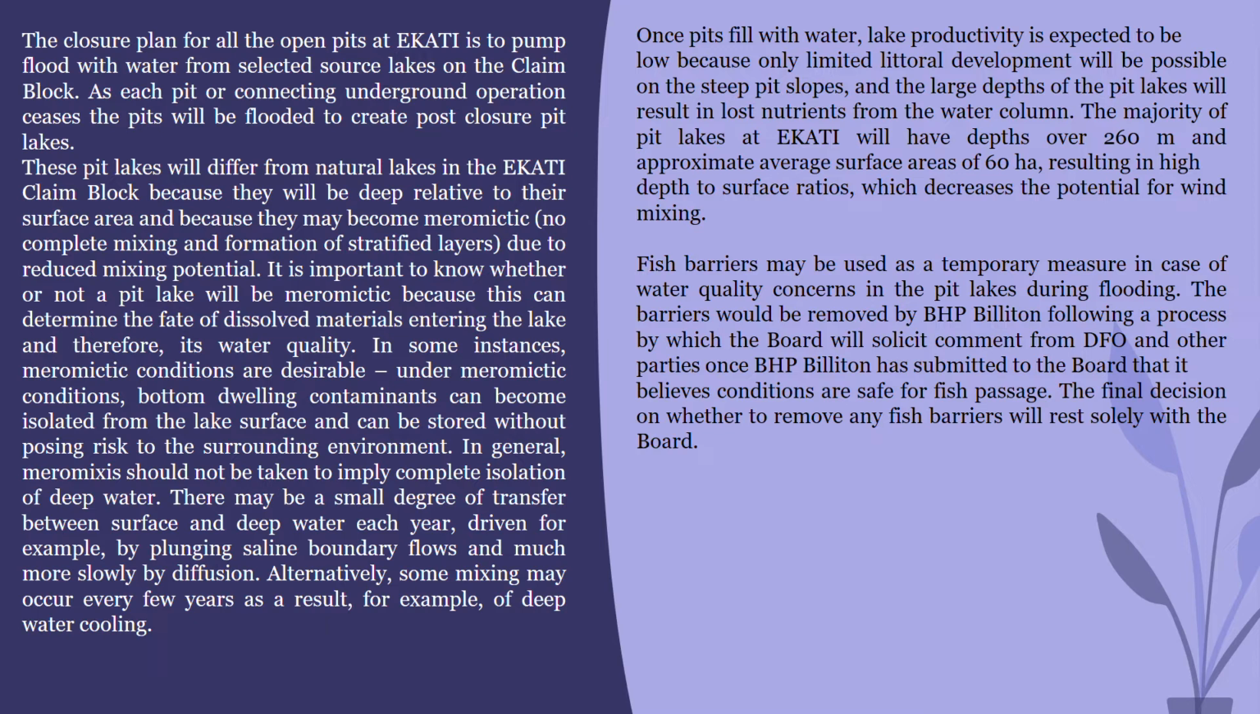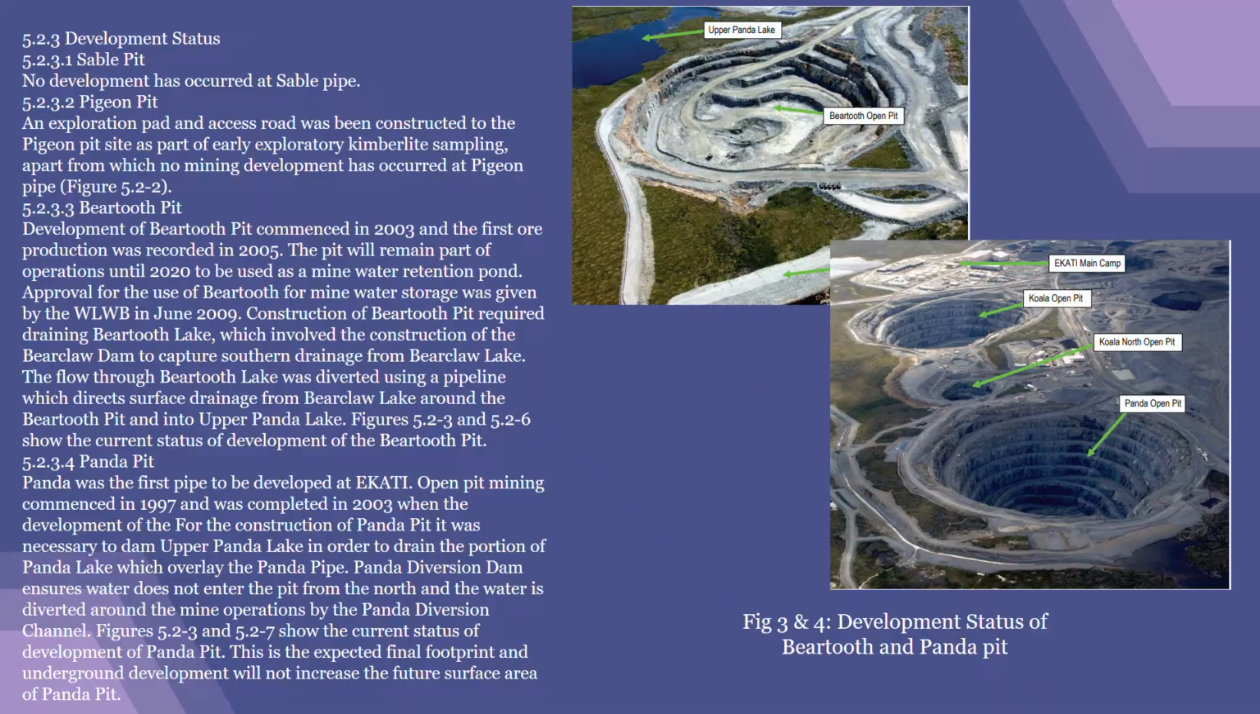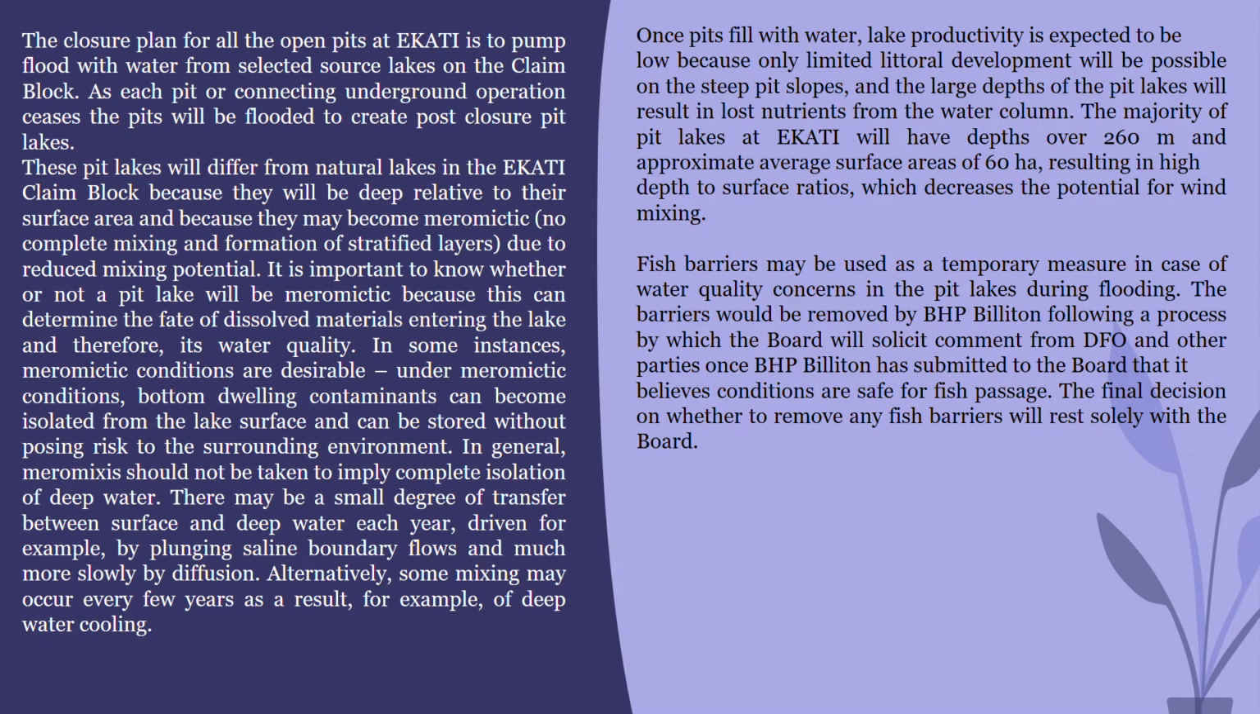This will differ from natural lakes because they'll be deep relative to their surface area, and they may become meromictic, which means no complete mixing and formation of stratified layers due to reduced mixing potential. In some instances, meromictic conditions are desirable, while in others they are not. There may be a small degree of transfer between surface and deep water each year, driven, for example, by plunging saline boundary flows and much more slowly by diffusion. Once pits fill with water, lake productivity is expected to be low because only limited littoral development will be possible. The majority of pit lakes will have a depth over 260 meters and an average surface area of 60 hectares.